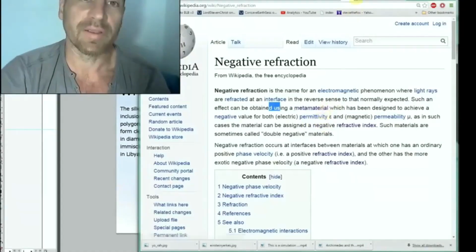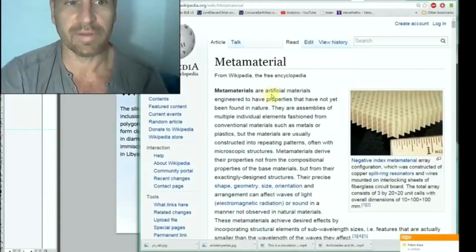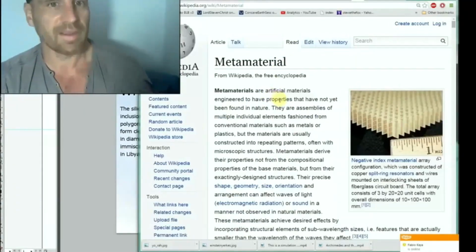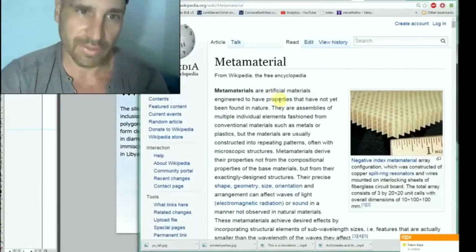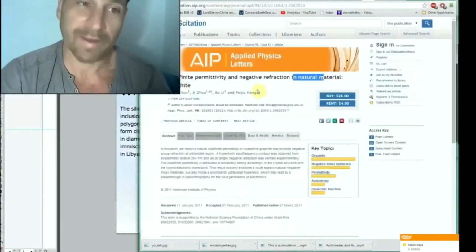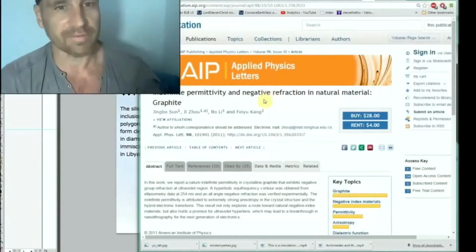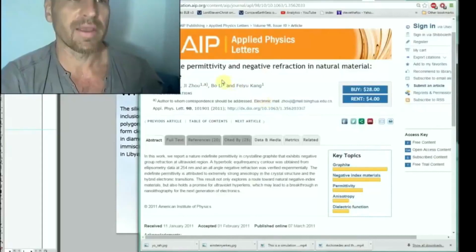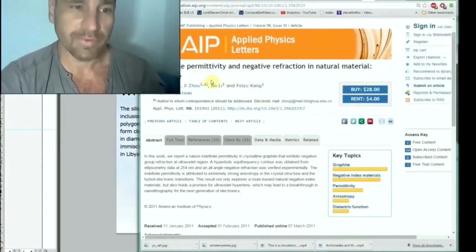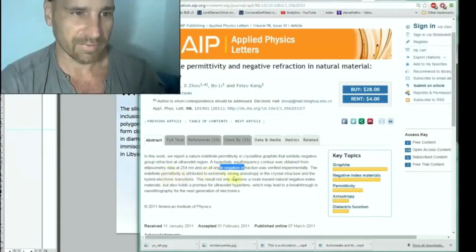Now, metamaterial is a man-made material. Metamaterials are artificial materials engineered to have properties that have not yet been found in nature. However, this study right here says graphite, which is not a man-made material, it's actually a natural material, has been found to produce negative refraction under certain ultraviolet conditions.